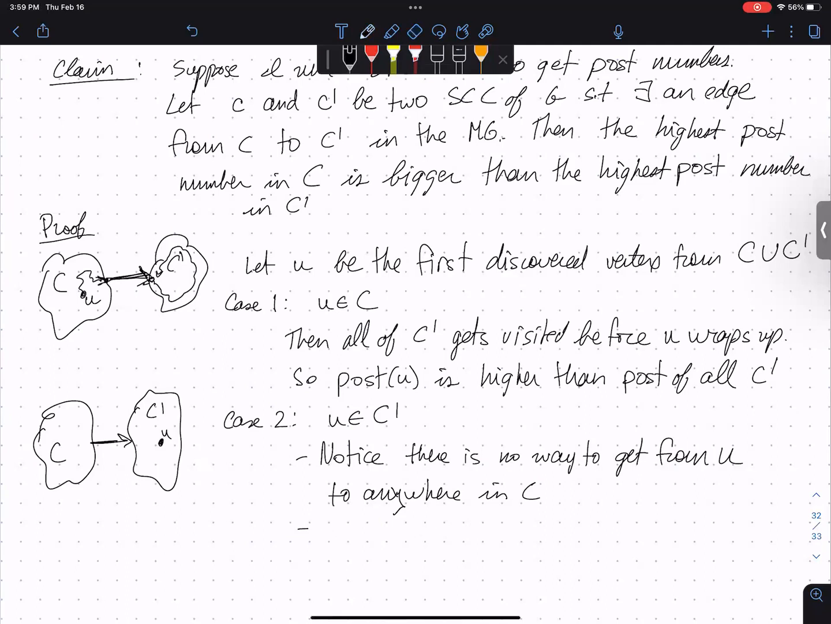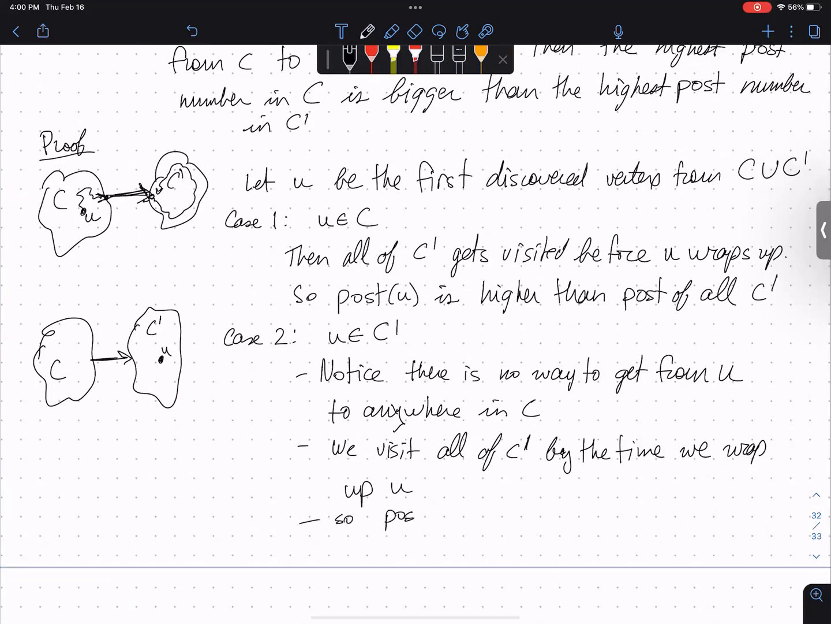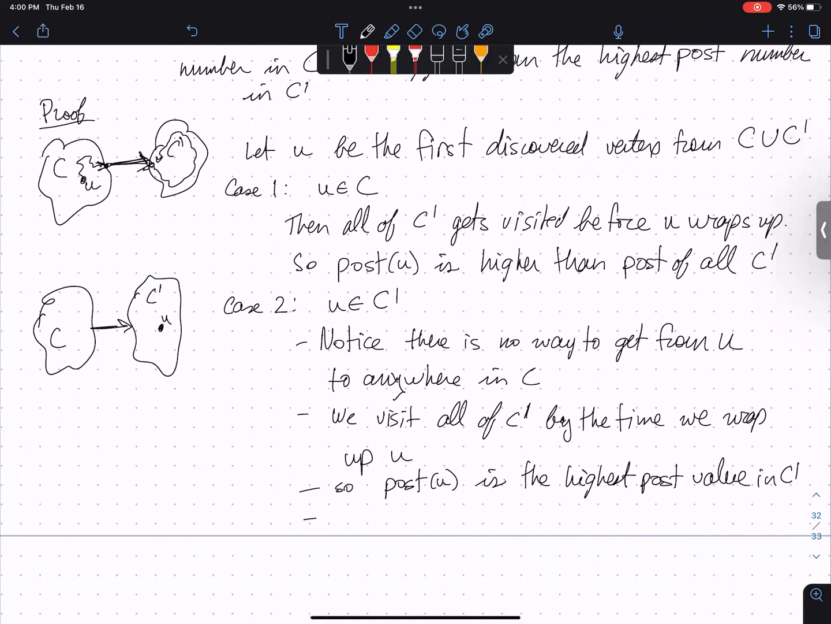The other point is that when we're exploring U, we will visit everything that's reachable from U. We will visit all of C prime by the time we wrap up U. So post of U is the highest post value in C prime.